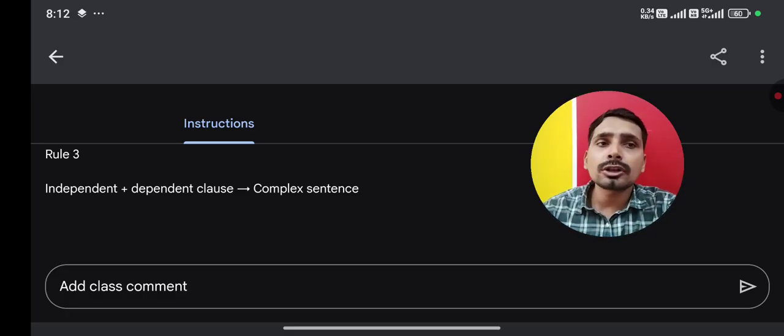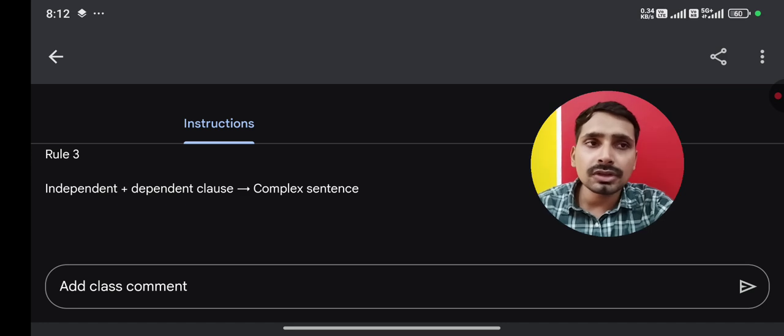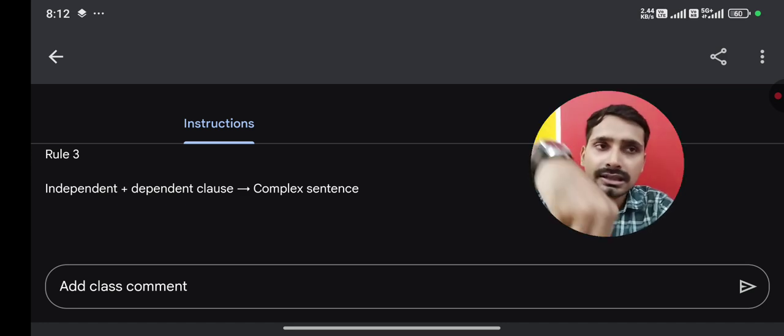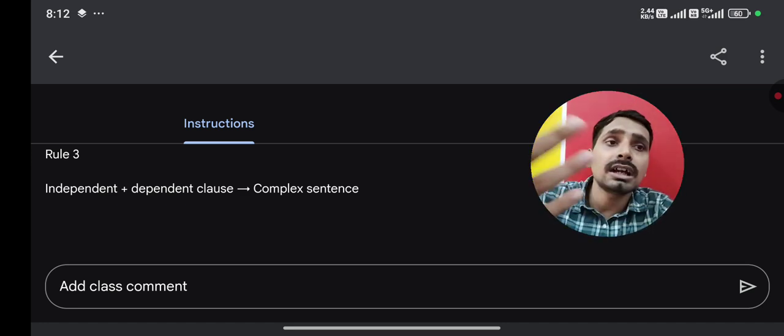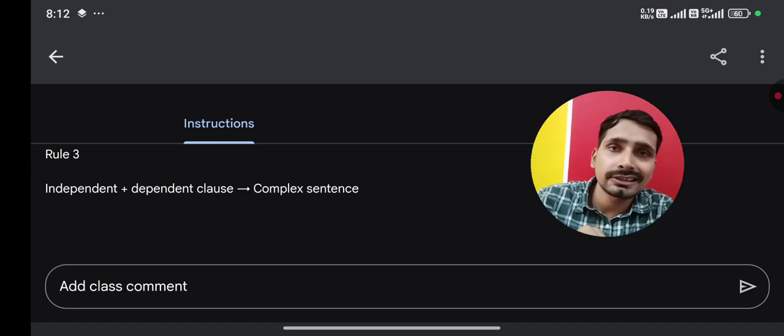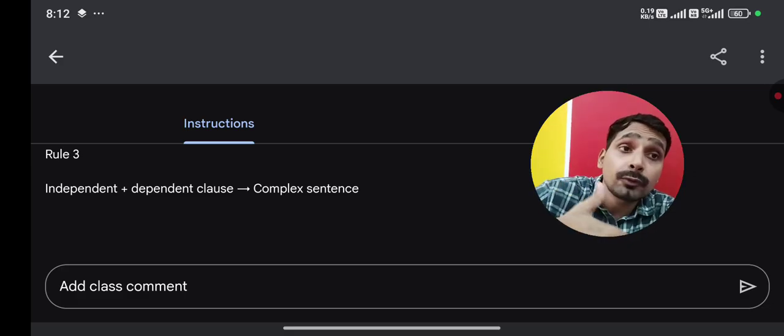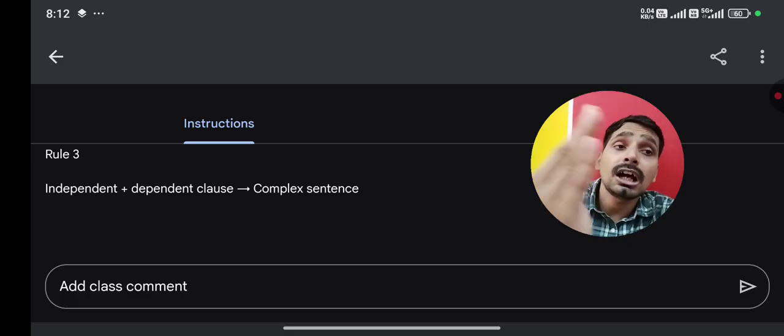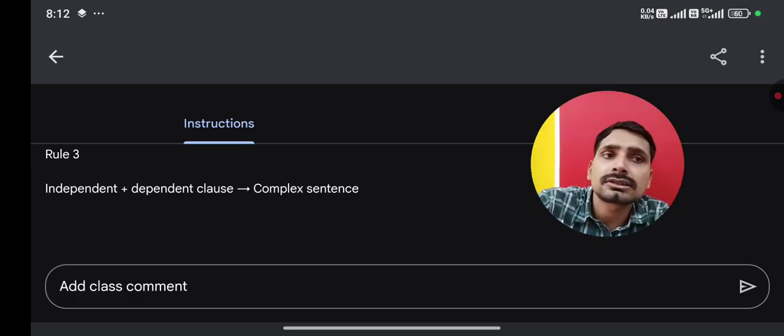In the next lecture, we will study transformation of sentences. If we have a simple sentence, how do we transform that into a complex sentence? Or if we have a complex sentence, how do we transform that into a simple sentence?